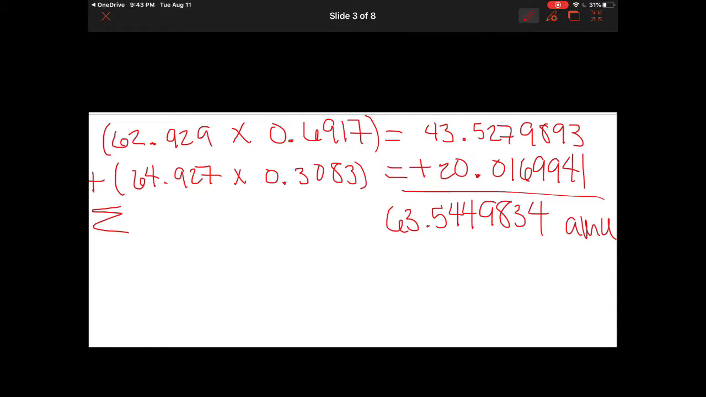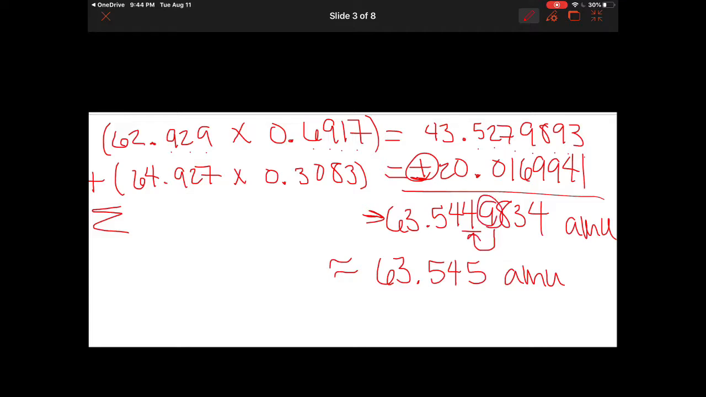But remember, we have to look at significant figures. So significant figures are, we added here, which means we are looking at the least amount of decimal places. So if you look, this has 1, 2, 3, 4, 5, 6, 7, 1, 2, 3, 4, 1, 2, 3. So we're going to round this number, our 63 point, all those decimal places, to 3 significant decimal places. So 63.545 AMU. Now, I rounded that to 5 because we had 4 with a 9 behind it. Remember, you only round at the closest decimal following where you're trying to round.